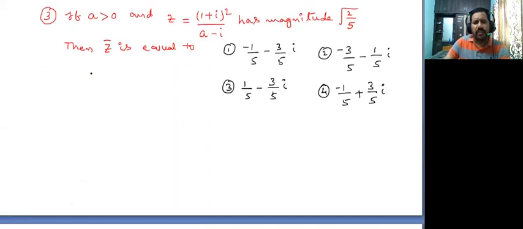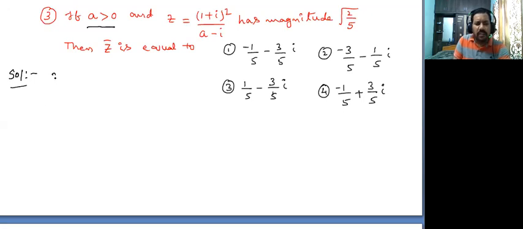Next, see that third question. Z is equal to (1 + i) whole square by (a − i) has magnitude root 2 by 5. Then Z conjugate is equal to, this is the question. And a is greater than 0. This is important here. This condition, remember it, don't forget.